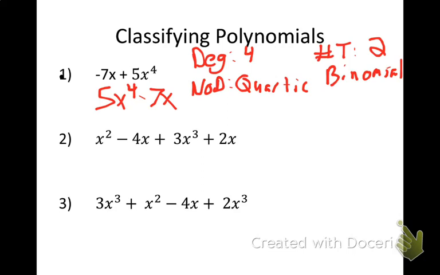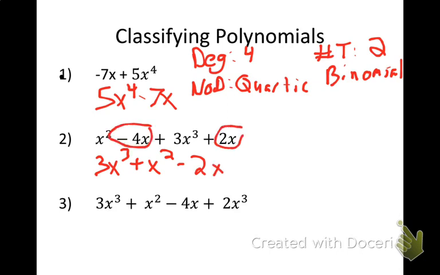Number 2, same idea. I want to first simplify and write it in standard form. Hopefully some of you got number 2. How would that be in standard form? What would that look like in standard form? Andy, what do you say? 3x plus x squared minus 2x. Nice job. Make sure you combine like terms there. Now I'm looking for my degree. What is the degree for this one, Frank?